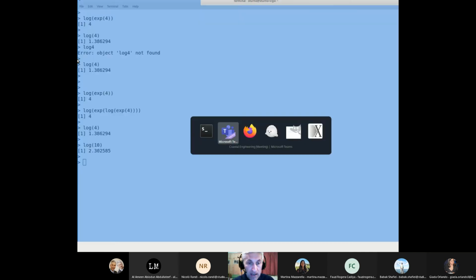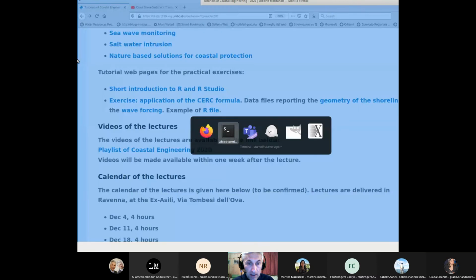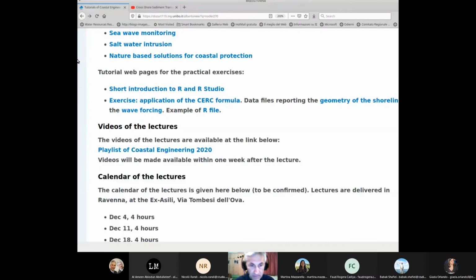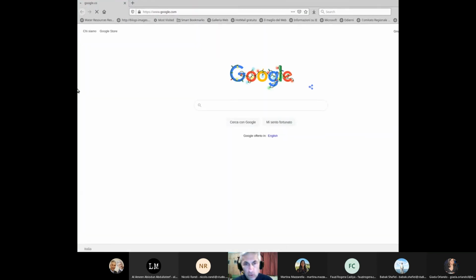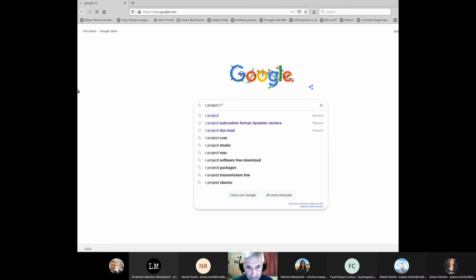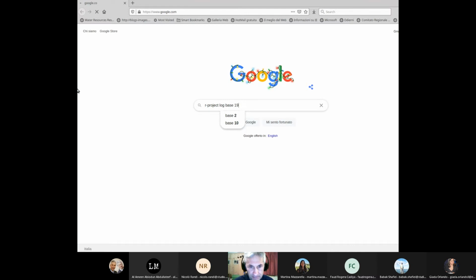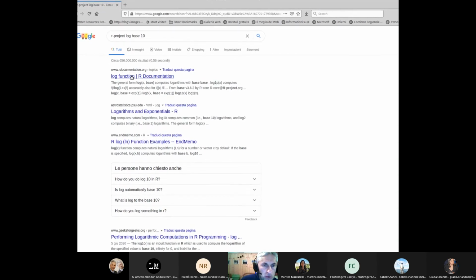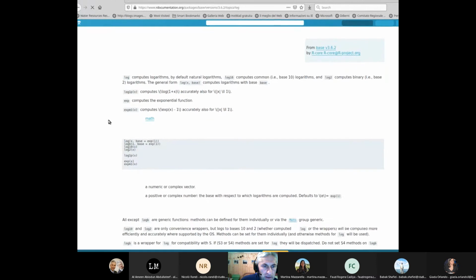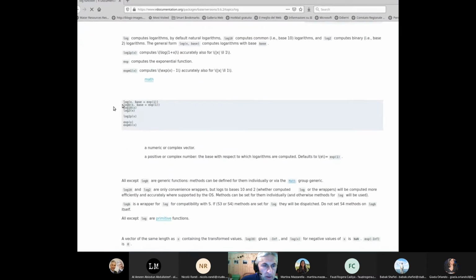Let's take an internet window, a web window, and let's go to Google. Just 1 second here. Let's go to Google, and then let's write R project log base 10. Let's see what happens. Let's click on the first link, log function. Good. Oh, this is what I was looking for.